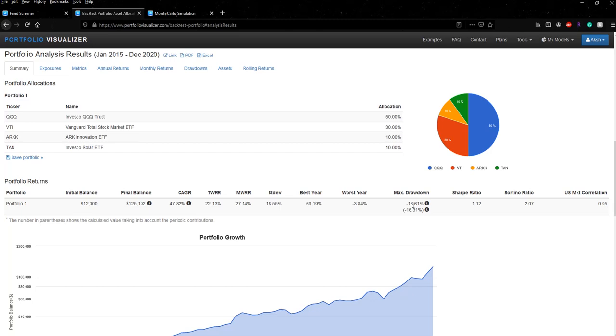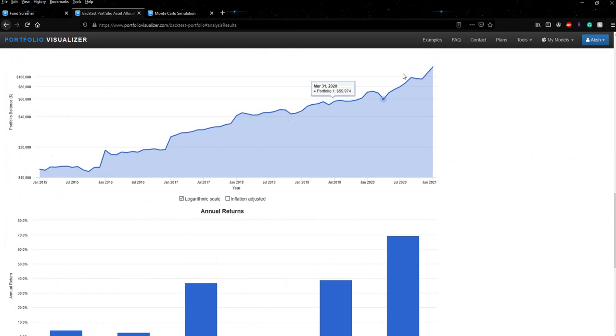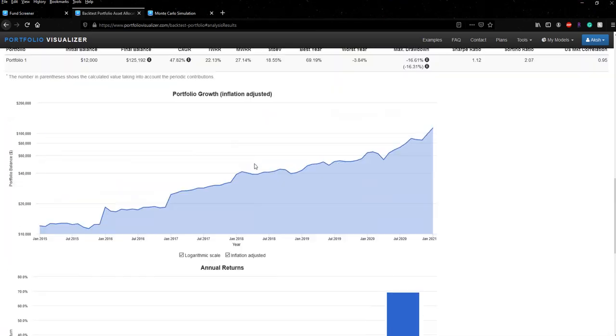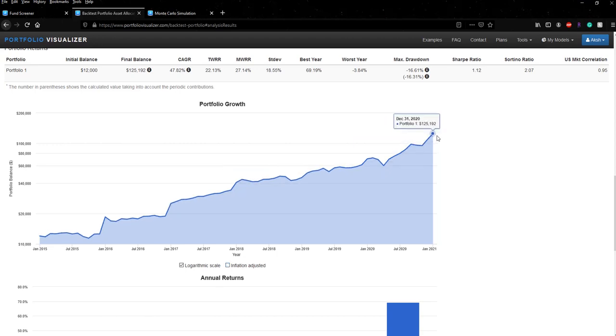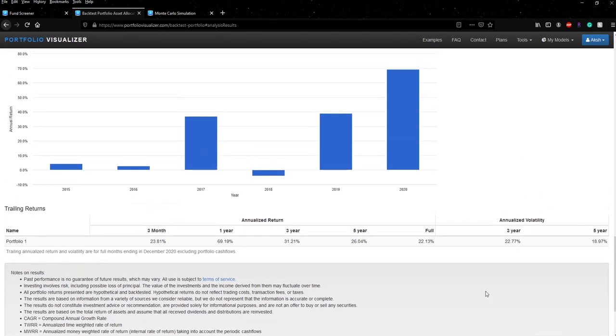16.31%. Then Sharpe ratio and correlation, you could see the portfolio growth over the time period. You could do inflation adjusted, and you could see your final return would have been $112,000 instead of $125,000 on a nominal basis. You could analyze 3 year, 1 year return, and also the volatility of the 3 year and 5 year period.